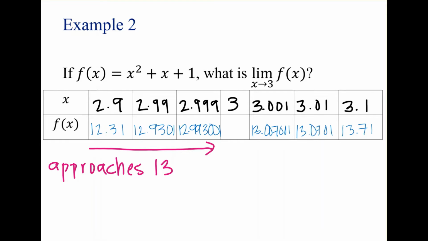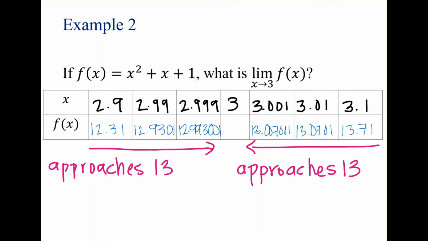Now let's look at the values to the right of 3. As our x values get closer to 3, our function values are approaching 13. So the value that we're approaching from the left and to the right is going to be our limit value. So we write that the limit as x approaches 3 of f of x equals 13.